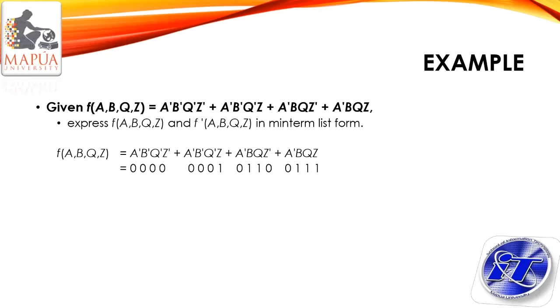A'B'Q'Z' is 0, 0, 0, 0. A'B'Q'Z is 0, 0, 0, 1. A'BQZ' is 0, 1, 1, 0. And A'BQZ is 0, 1, 1, 1. So let's convert this into decimal. We have 0, 1, 6, 7, and that will be the subscript. Therefore, our minterm list is M0 plus M1 plus M6 plus M7. Okay?